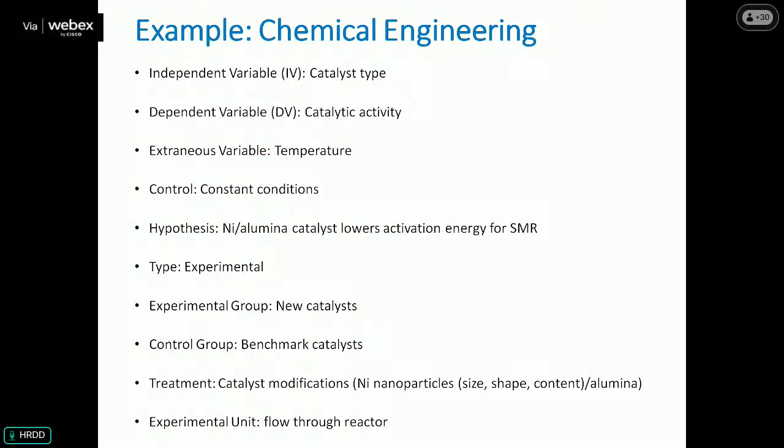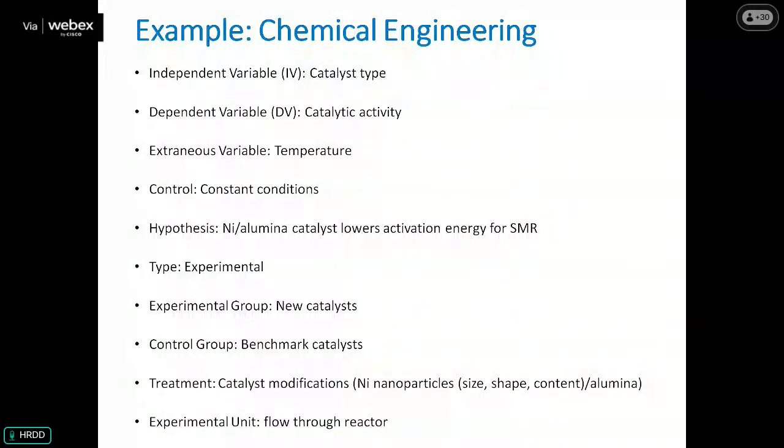In chemical engineering, suppose you do a catalyst. What happens in chemical engineering plants is that there are reactors, big flow-through reactors. So there is a reactant flowing through that, and inside there is a catalyst bed, a very big bed. But in research you have a small test bed, where you have introduced a catalyst. You say that nickel alumina catalyst lowers activation energy for SMR.